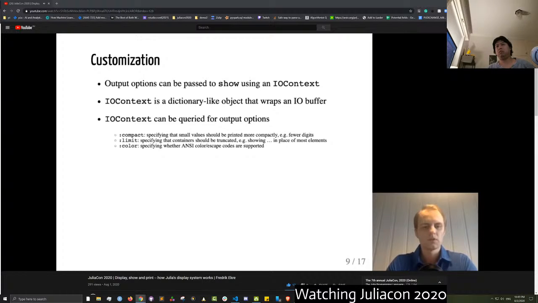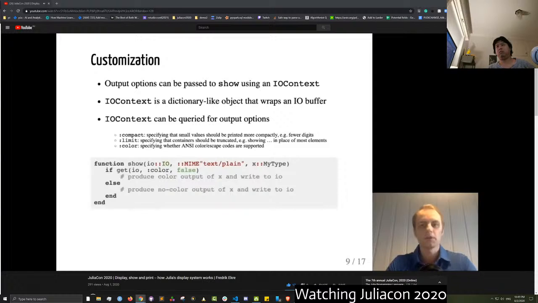So as an example, if we would implement a show function for a plain text output, then we can check if the output supports color, and then we can produce color output. And if it doesn't, then we just produce no color output instead.